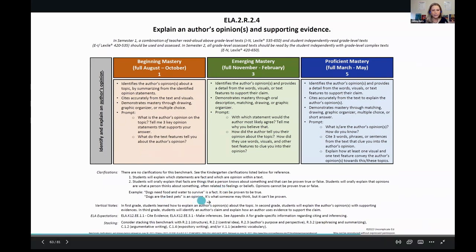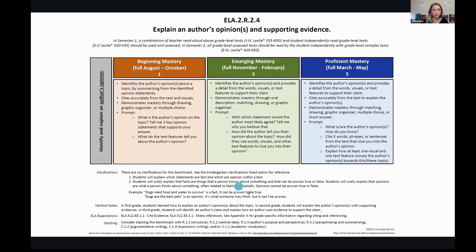The vertical note tells me some prior knowledge. So in first grade, they had to explain an author's opinion. Now we're adding in evidence, so that's the new piece. So I want to make sure I hit that, drive that home.